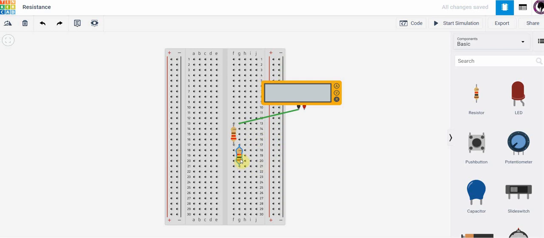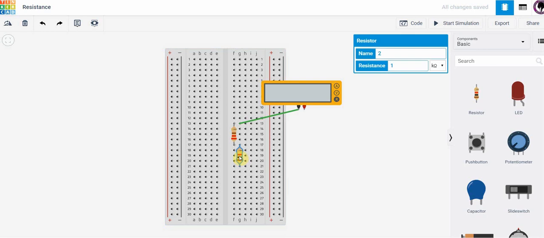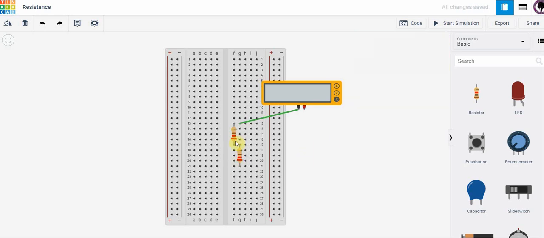Now, I have done that, and just to be consistent here, let's try to change this so that it has the same resistance as our other resistor. Let's make it 220 ohms. There, now you can see the colors change. They look the same, they have the same resistance.